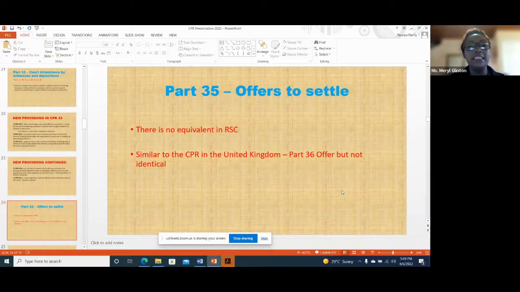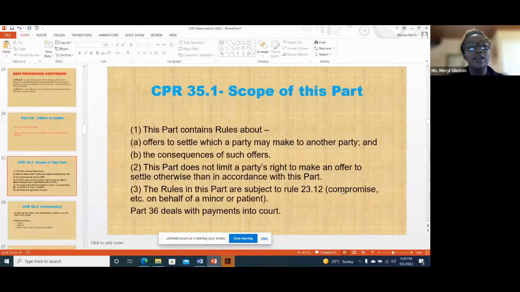So this is the idea behind Part 35, that we are encouraging parties to make offers, and that in doing so, there can be consequences as a result of making and accepting or not accepting that offer. So 35.1 sets out the scope of this part in general, so that this part addresses without prejudice offers, as well as the consequences, as I said, of accepting an offer or refusing an offer.